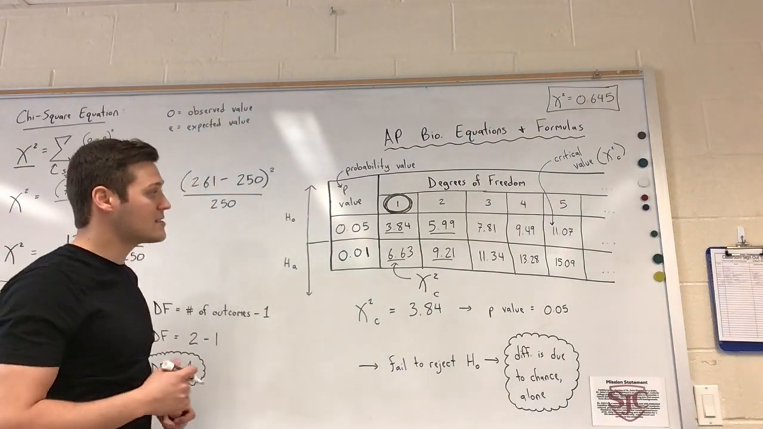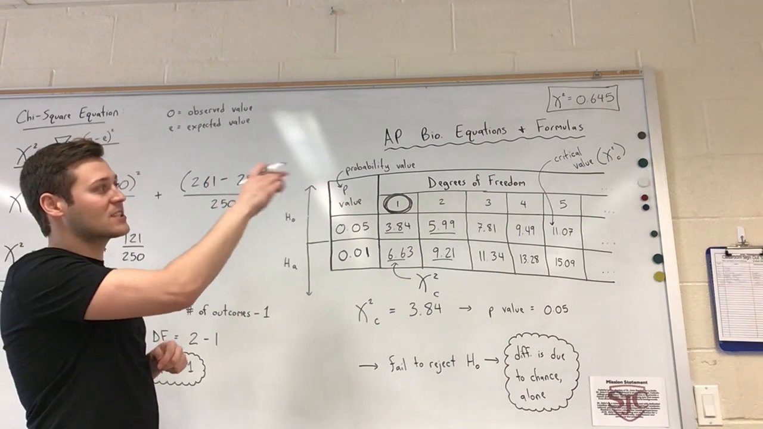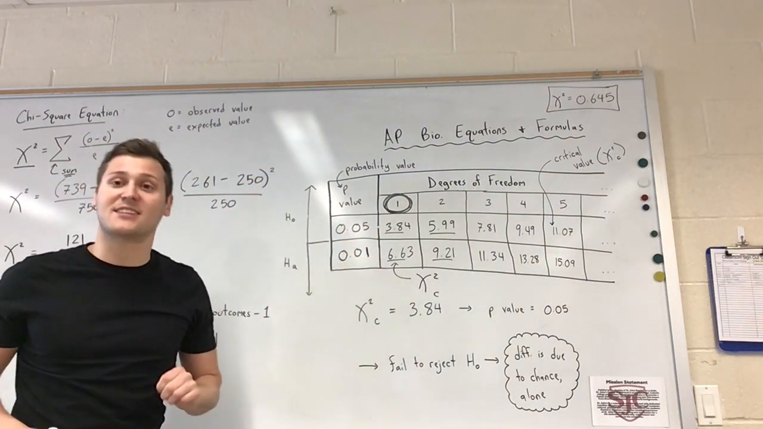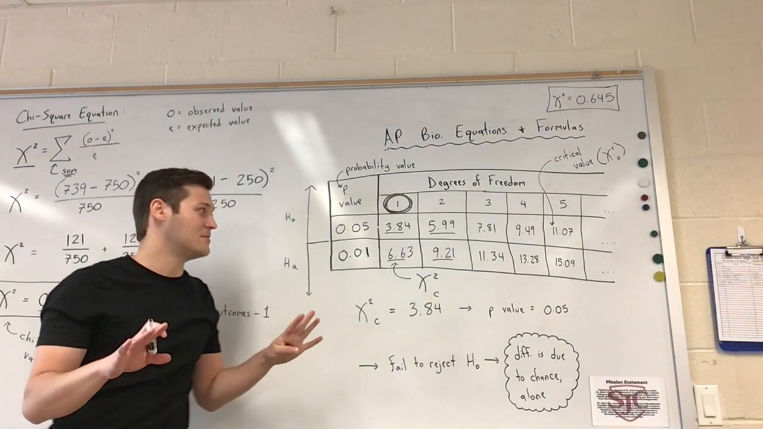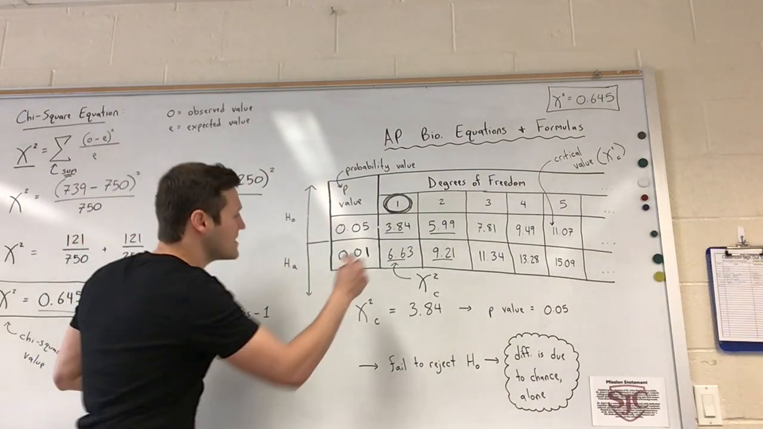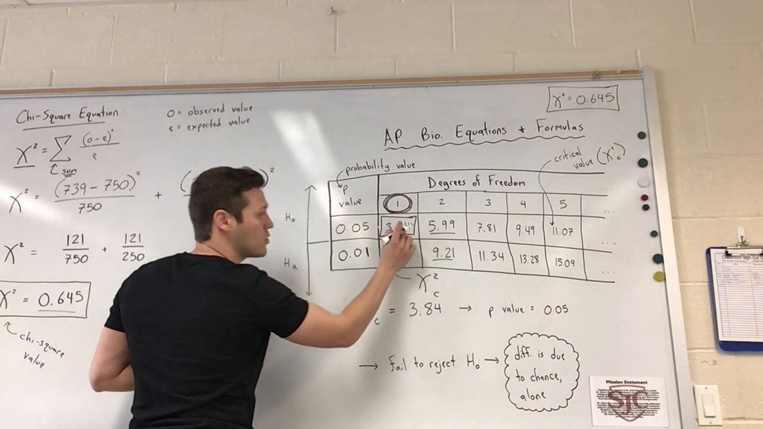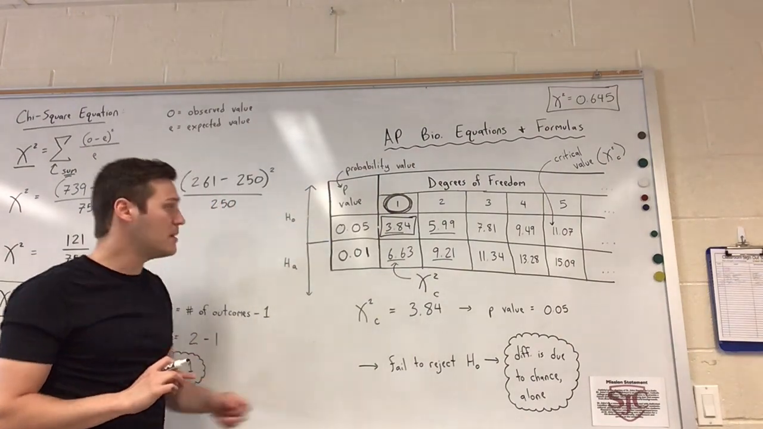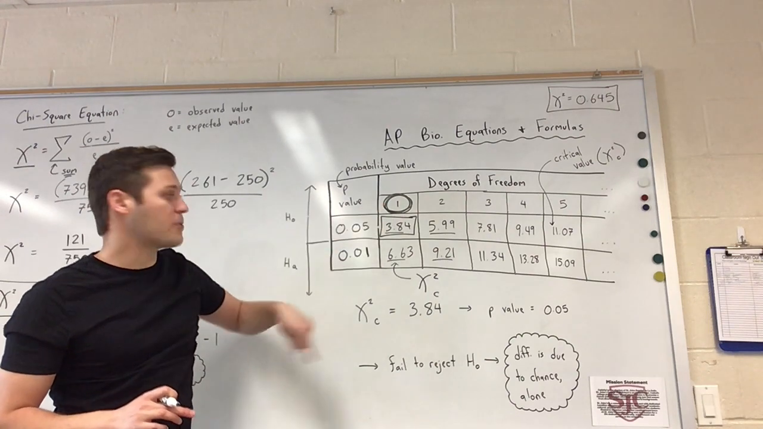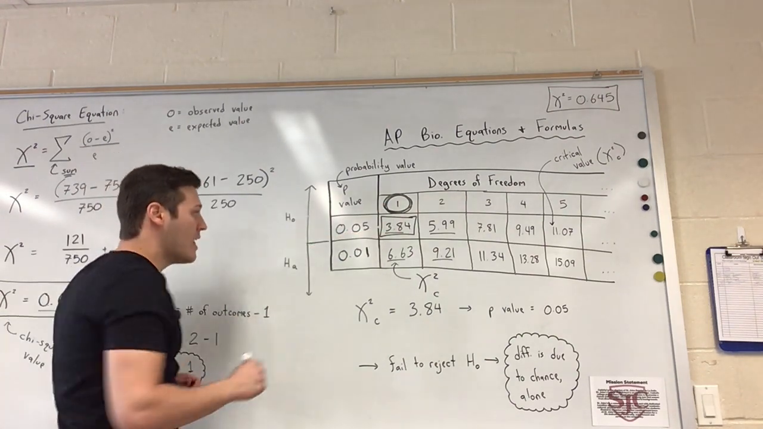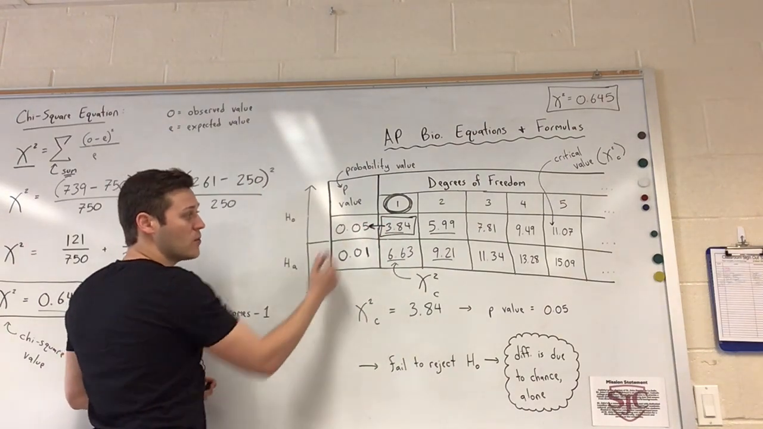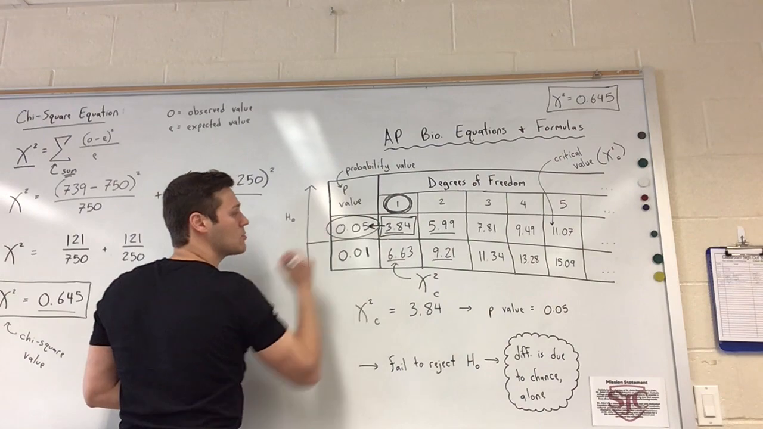Take a second to look at this. Is 0.645 closer to 3.84, or is it closer to 6.63? I'll give you guys a second. You guys got it. So it is 3.84. 3.84 is closer to our chi-square value. So our critical value in this case for 1 degree of freedom is 3.84. That will give us our p-value, which in this case is 0.05.